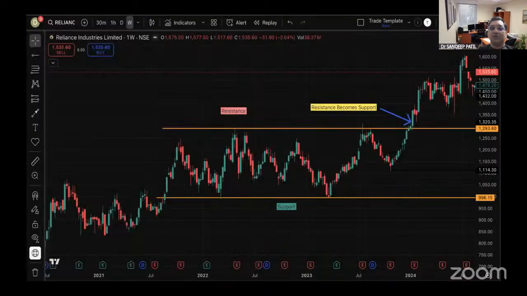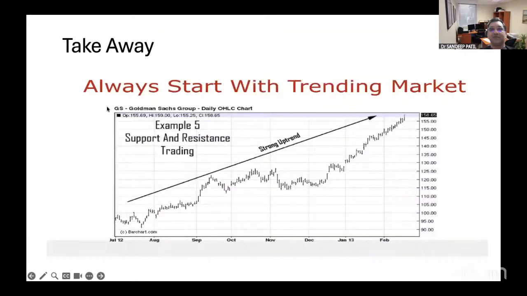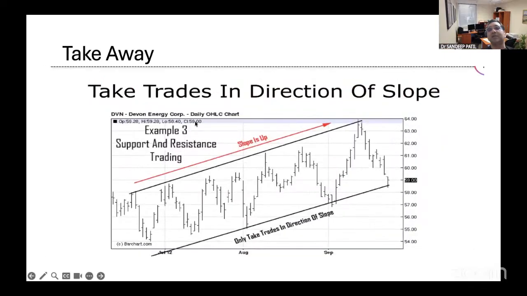I think I'll just sum up whatever we learned. Always start with a trending market. The market has to be trending, whether you use Dow theory or a trend line: higher high, higher low. If there is a higher high and higher low, then we are in an uptrend, and you take all bullish trades. When the market is making lower highs and lower lows, you take short trades, or sell the stocks, F&O stocks and so on. So always go with the market, the direction of the slope.